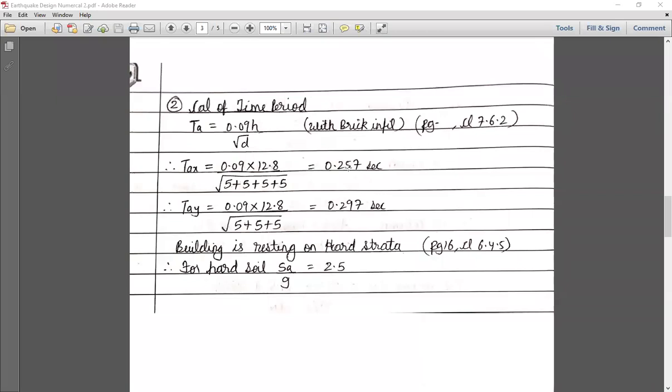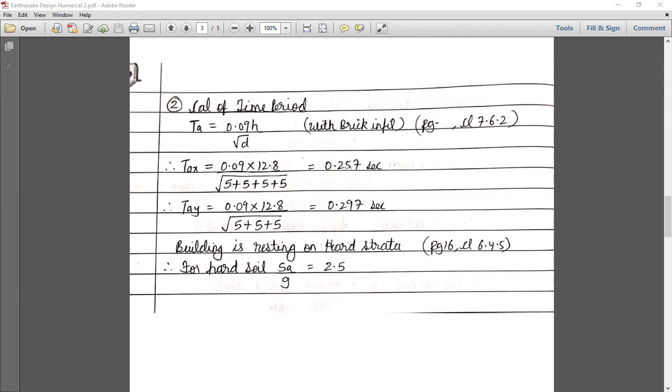ठीक है, so you can make a note of this, or I will share this PDF on the Moodle account, so you can go through that. With this we have completed the numericals of this module. Now one more topic is remaining from this module, that is ductile detailing. That is the theoretical part that we will see in the next lecture.